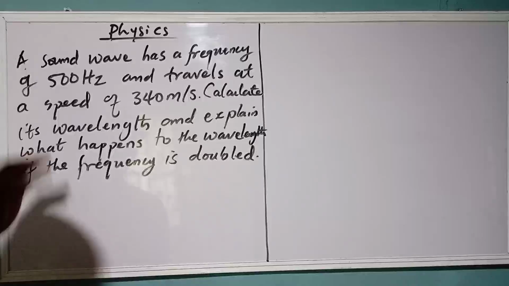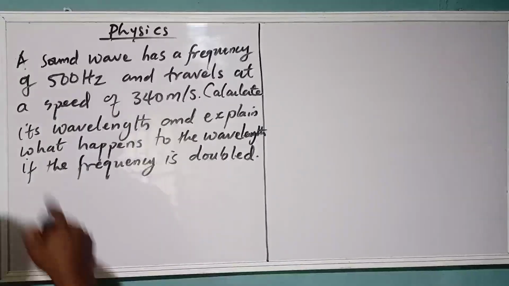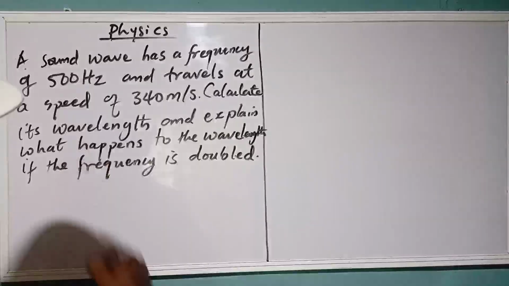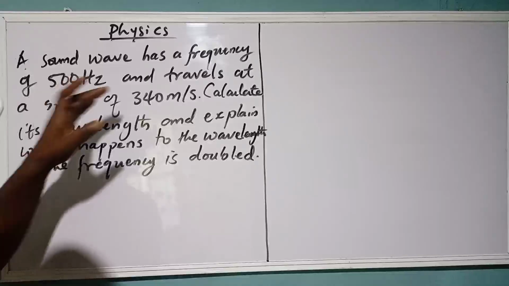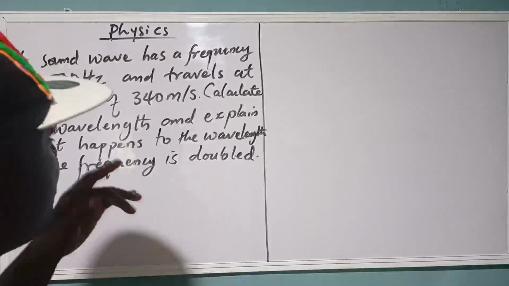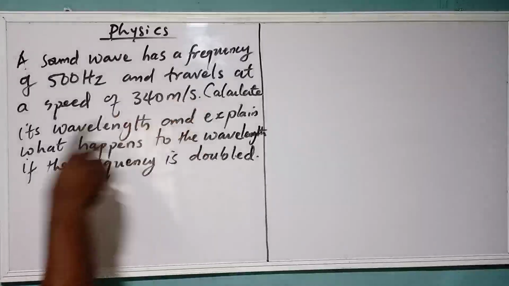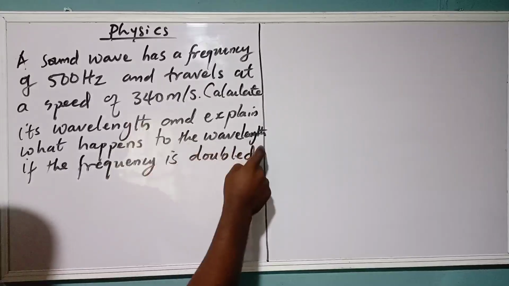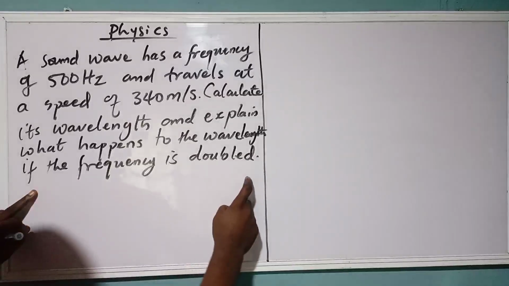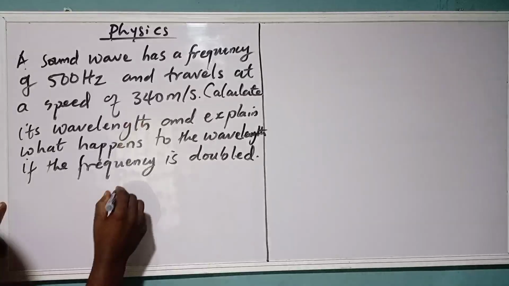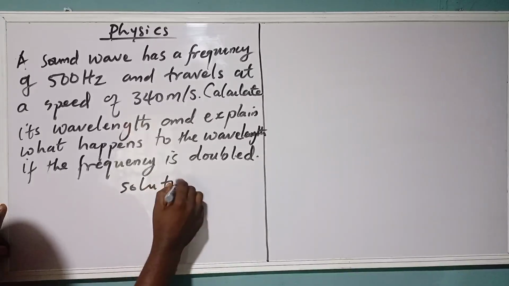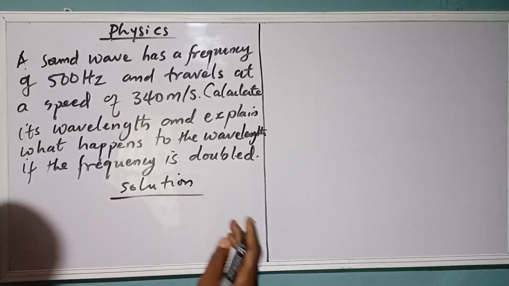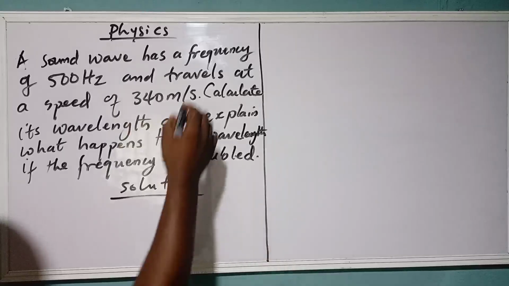It says a sound wave has a frequency of 500 hertz and travels at the speed of 340 meters per second. Now we should calculate its wavelength and explain what happens to the wavelength if the frequency is doubled. So let's see the conditions surrounding this question. This is physics for you. Conditions are very important.